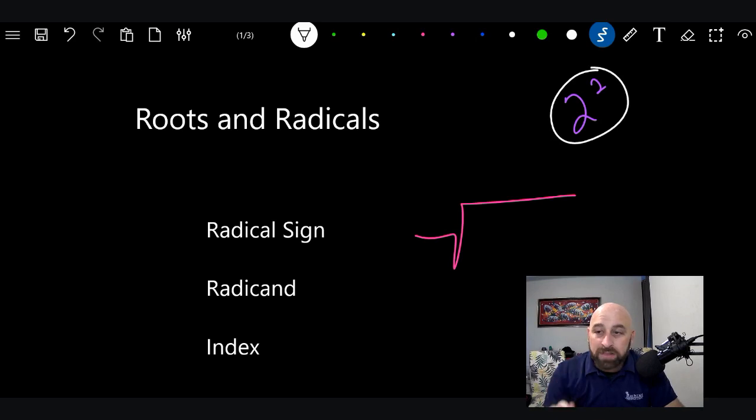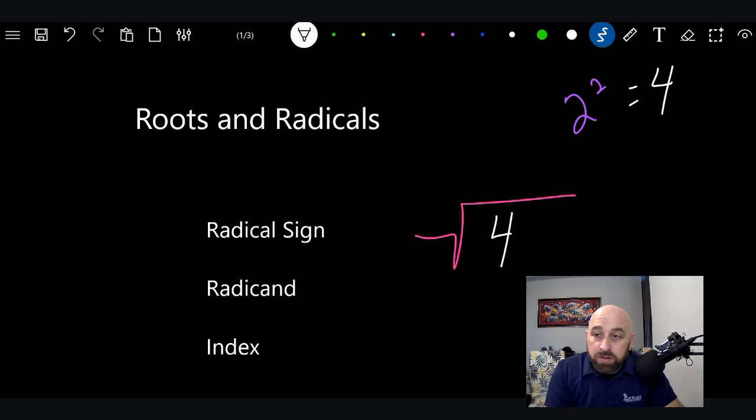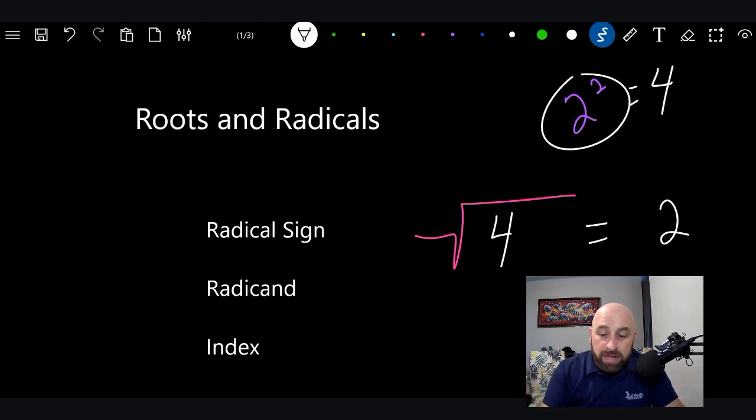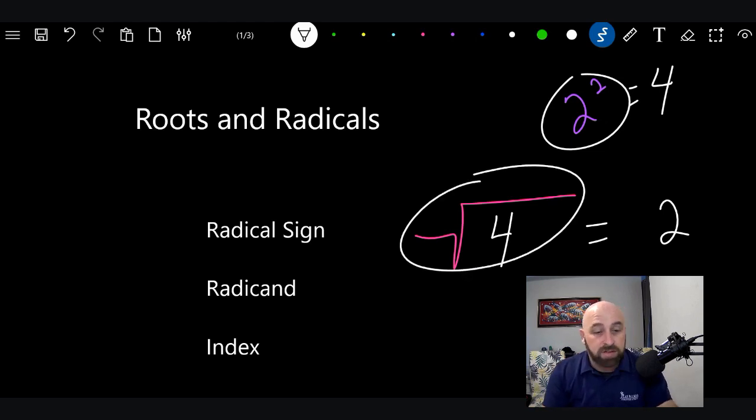What is the opposite of this? Well, you know that the answer to that, 2 squared, is 4, right? So the opposite of that is the square root of 4. If you take the square root of 4, what comes out of that, or what's divided out of that, is 2. The square root of 4 is 2. Why is that? Because 2 times 2 equals 4. 2 times itself equals 4. That's what that means.